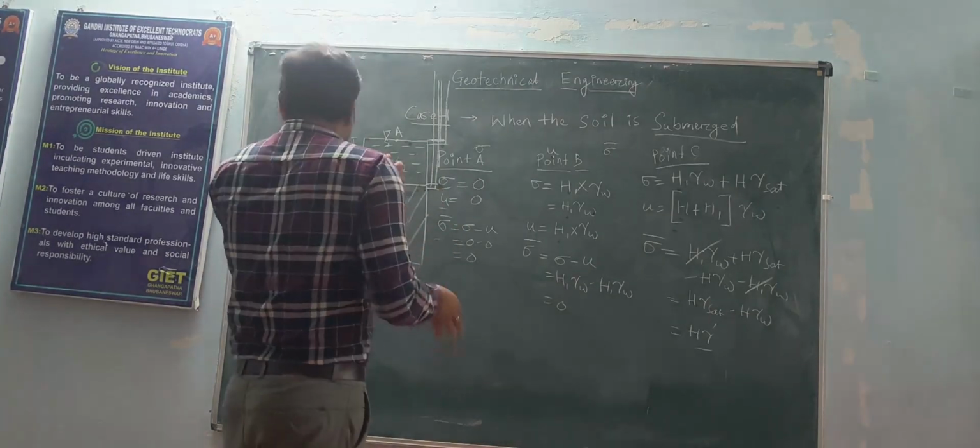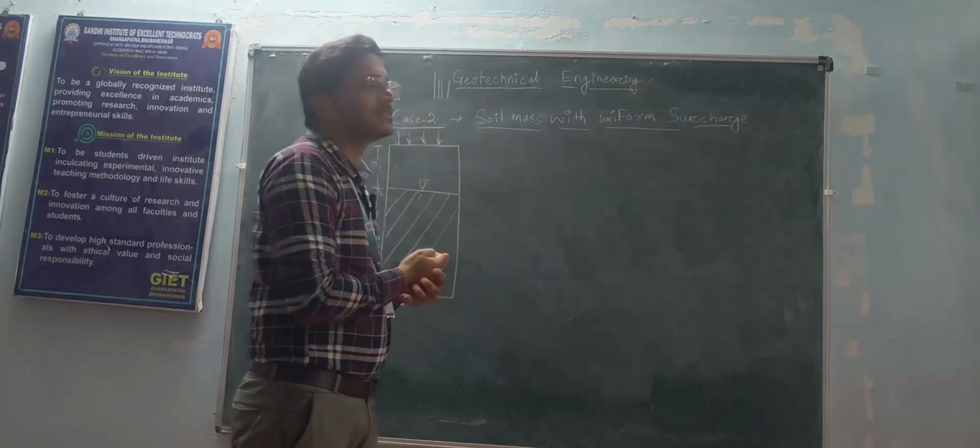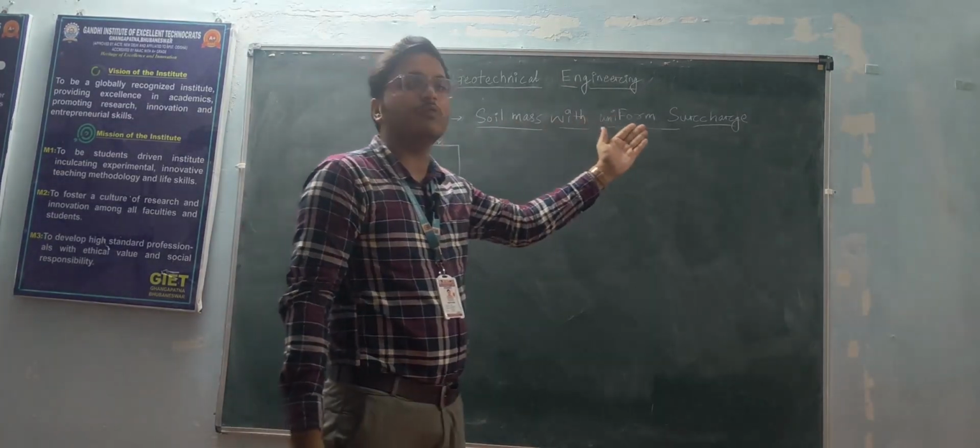Let's draw its diagram. Let's go to case number 2, that is soil mass with uniform structure.